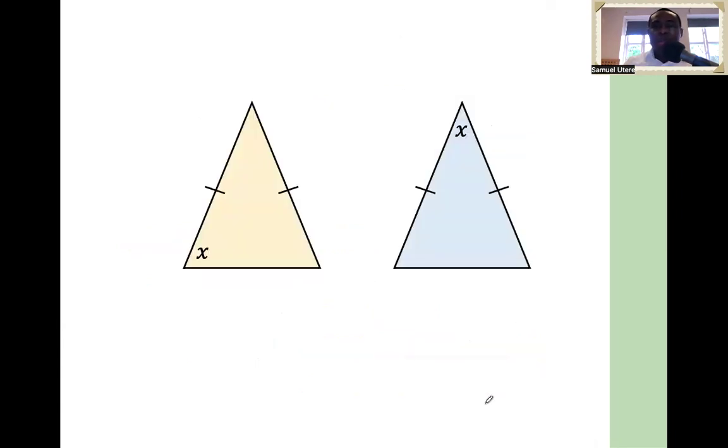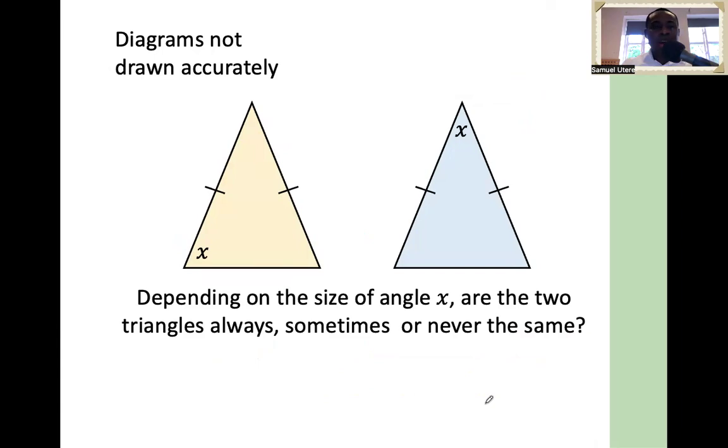Let's look at this example. Diagrams are not drawn accurately here, but here we've been asked, depending on the size of angle x, are the two triangles always, sometimes, or never the same?